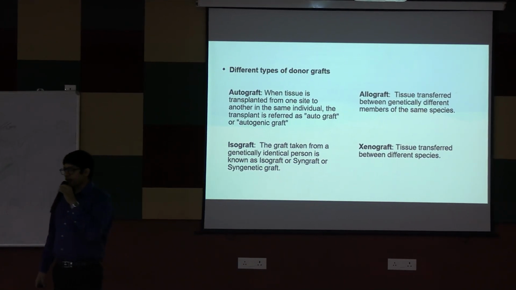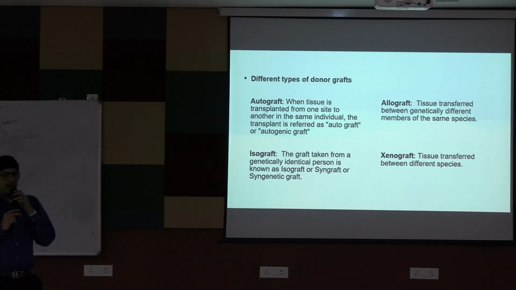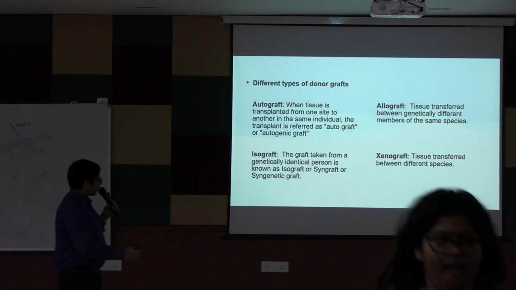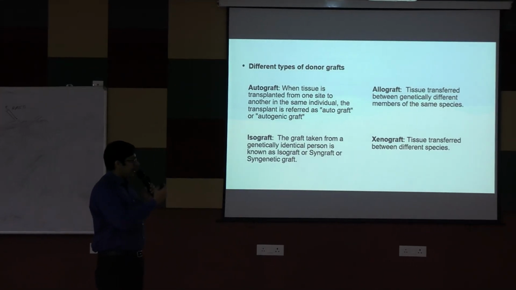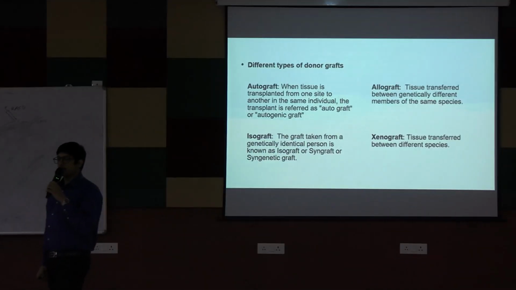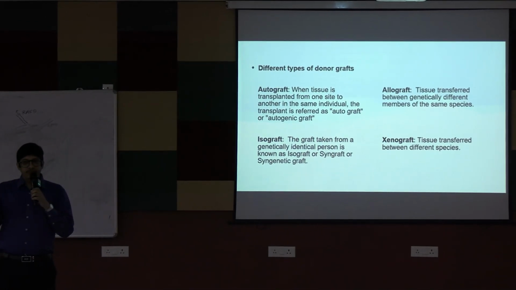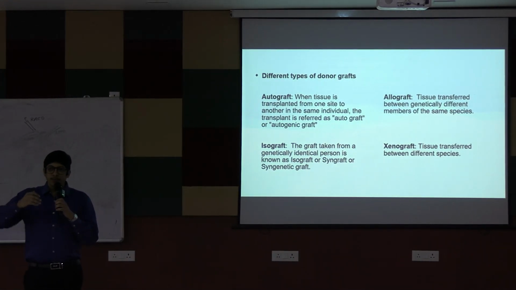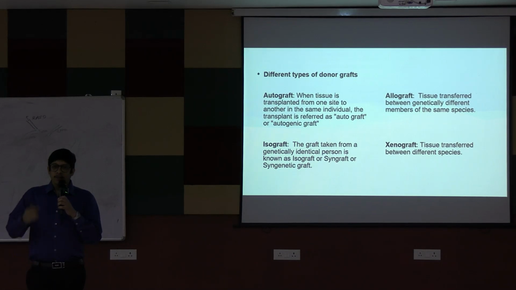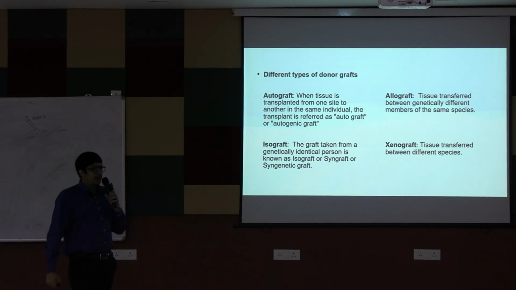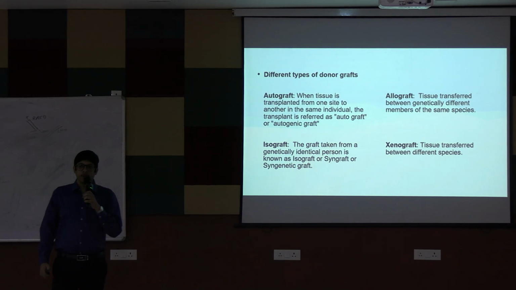Okay, so what is the idea behind classifying the source of donor grafts in this way? What utility do we have? Why are we classifying donor grafts into autografts, allografts and xenografts? What utility does it serve? Any classification we do, we do to predict or diagnose some sort of an outcome. So what prediction can we make if we classify the grafts in this way?